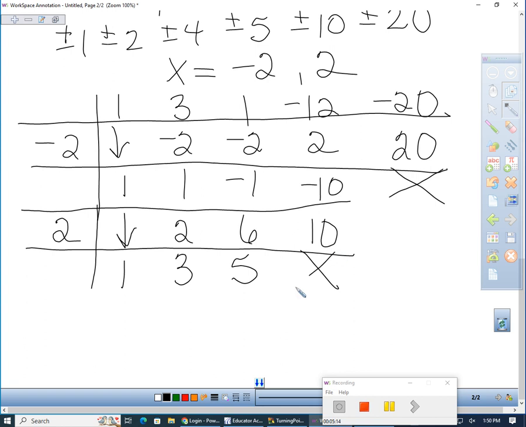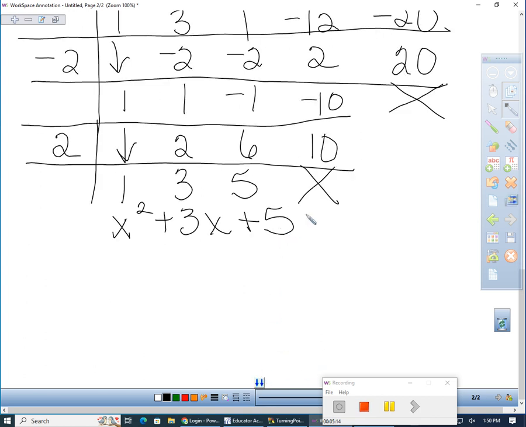So now I'm all the way down to a quadratic, right? That's what we said in our steps. We get down to a quadratic. This is 1x squared plus 3x plus 5. Now we have to solve the quadratic, which means we're going to do the quadratic formula. All right? So we have -b.